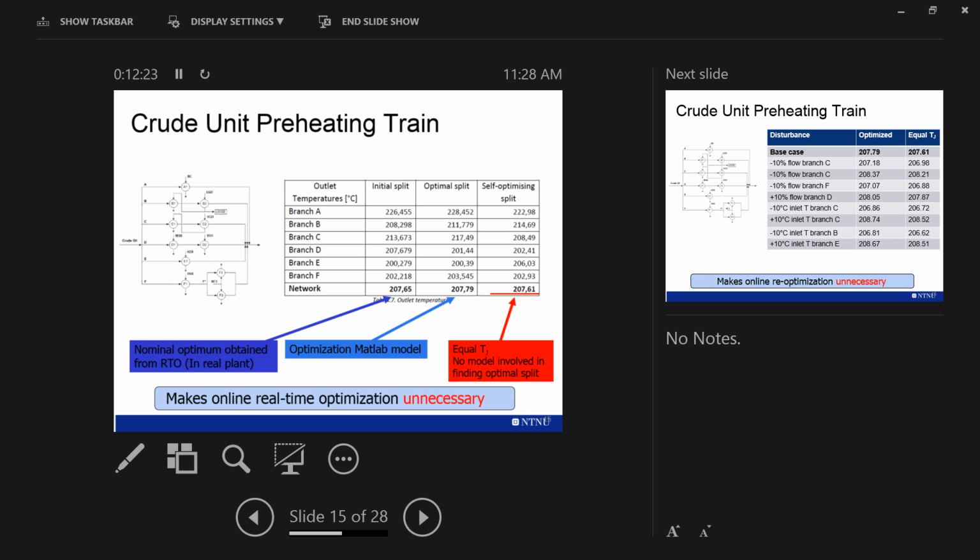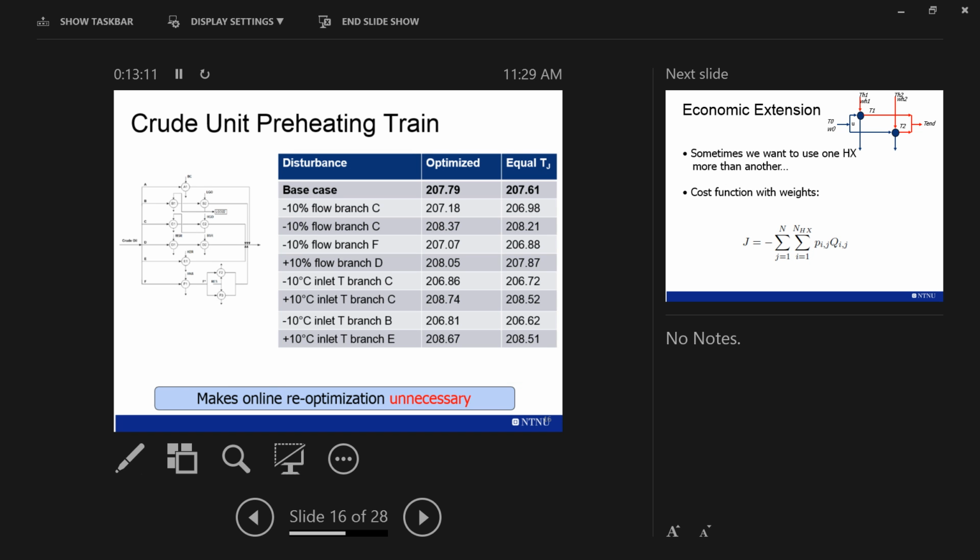So we use this data from Statoil, and they get this optimal point, which is 207. We fitted a MATLAB model to that and optimized that again. So this is the optimized MATLAB model, which is very similar. And then if we apply our approach, where we don't use any optimization at all, we just control the Jäschke temperatures in all branches to equal values, we get almost the same end temperature. But the difference is that we don't do any optimization. Here they did optimization, RTO in the real plant. This was with the MATLAB, with APMonitor.com, and this one here, we don't do optimization. We just control the Jäschke temperatures to equal values, and we find a near optimal split.